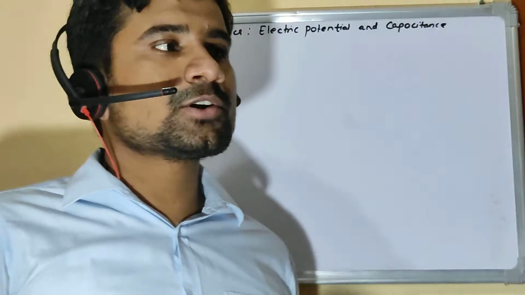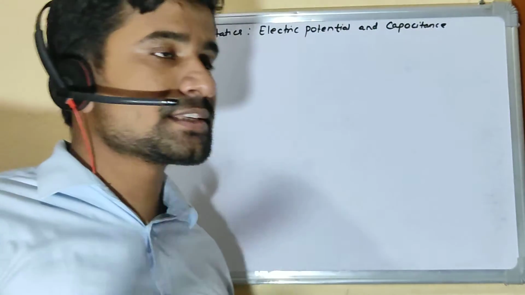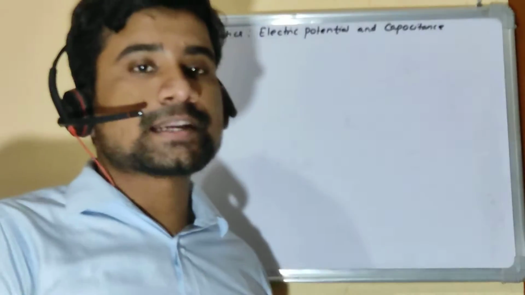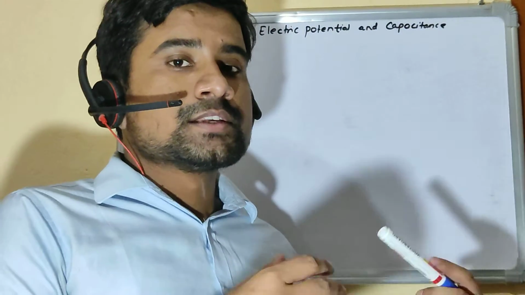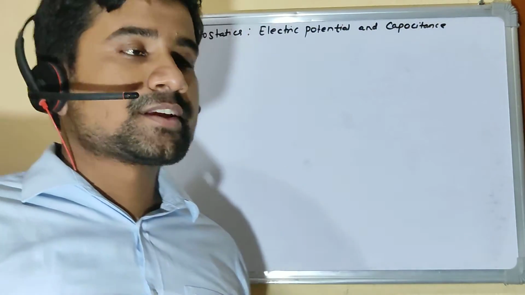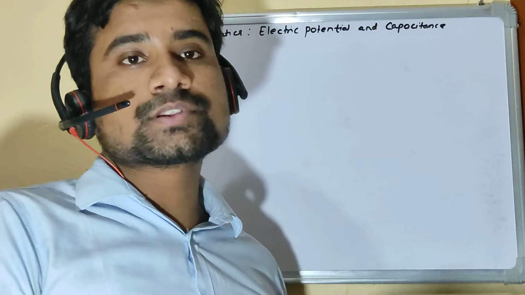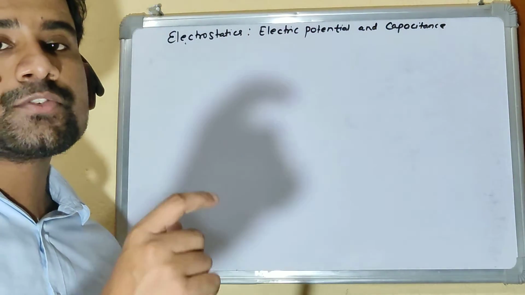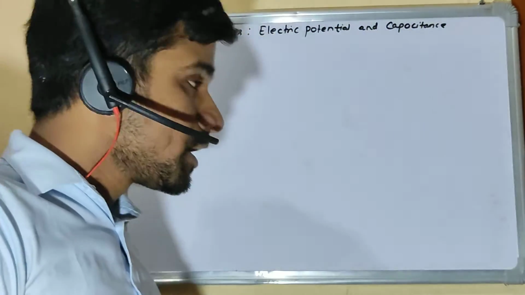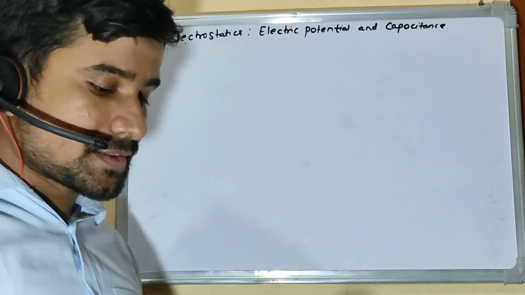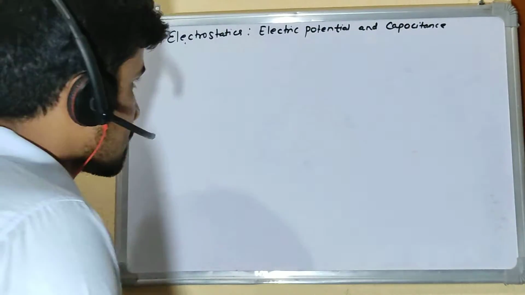So we discussed standalone capacitors. We discussed 3 types of capacitor: parallel plate capacitor, spherical capacitor, and cylindrical capacitor. We also discussed that the capacitance depends on the geometry of the configuration and also on the nature of the insulator or dielectric. Now we will discuss the combination of capacitors.